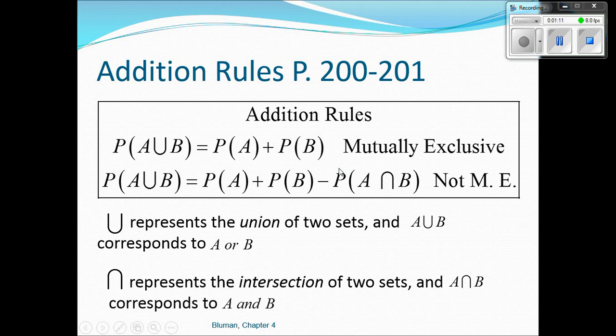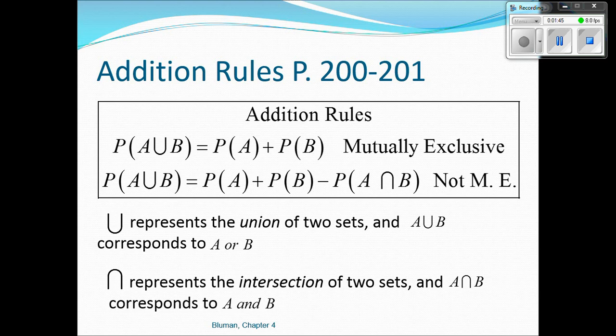We have a couple of addition rules that come with that, and that's the reason why understanding what mutually exclusive is is important, because there are two separate formulas depending on whether or not they're mutually exclusive. So the first one is, oh, sorry, a couple new symbols as well. So the first symbol is what looks like a U, and I think that looks like a U because it stands for the union. So the union is when you have A or B.